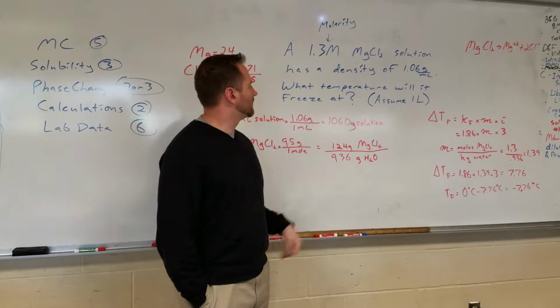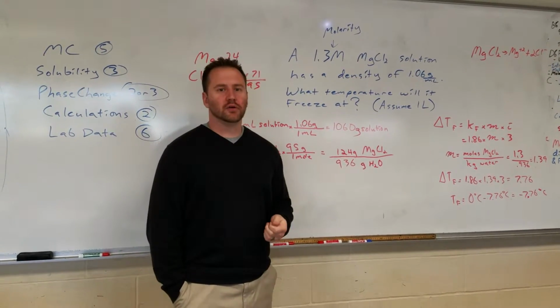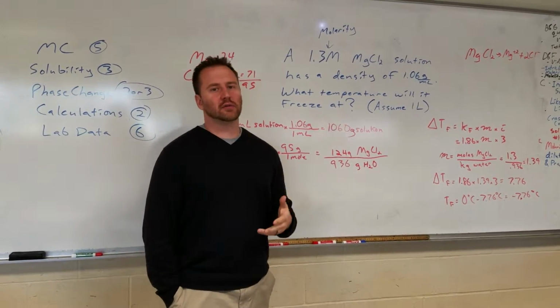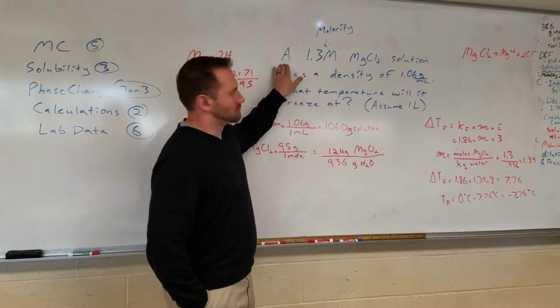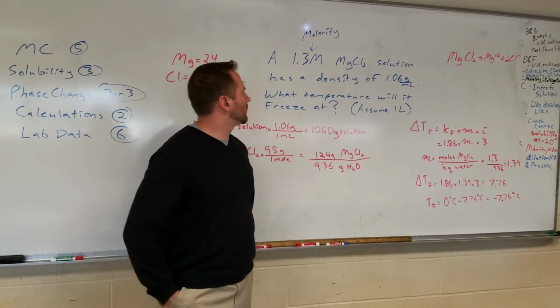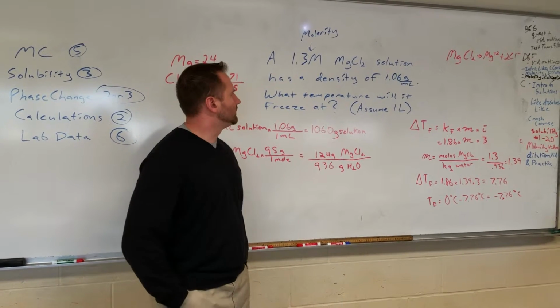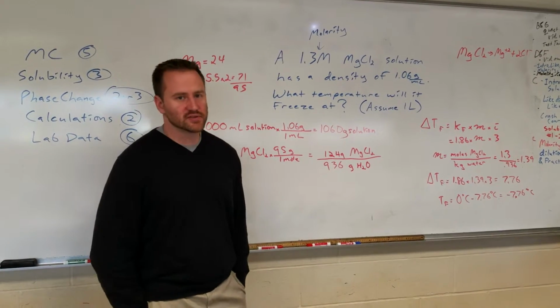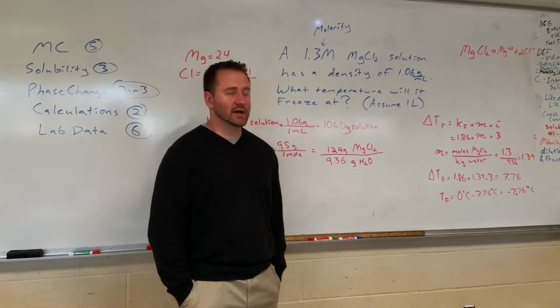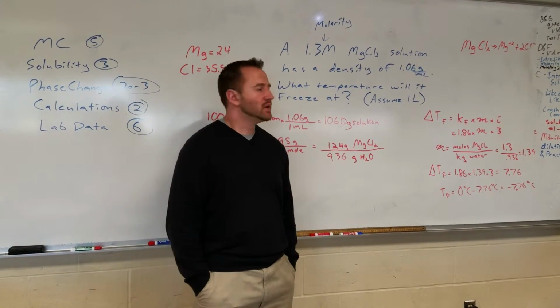We're going to calculate the freezing point of a solution using the density of the solution and the molarity. So the problem is: a 1.3 molar solution of magnesium chloride has a density of 1.06 grams per milliliter. And I ask you, what temperature will it freeze at?